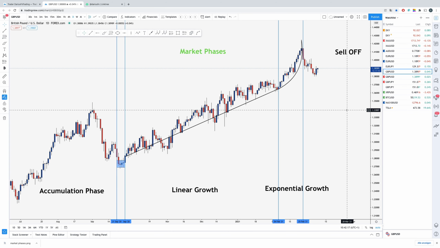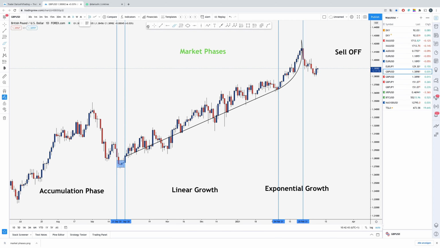So let's get right into the analysis, and this is kind of a different analysis. I'm going to start off with the market phases, just to illustrate why this market is ready to go super crazy to the downside. This is my bias on the GBPUSD. I would like to see the market going more to the downside, and I'm going to explain this with an additional confirmation, which is the market phases.